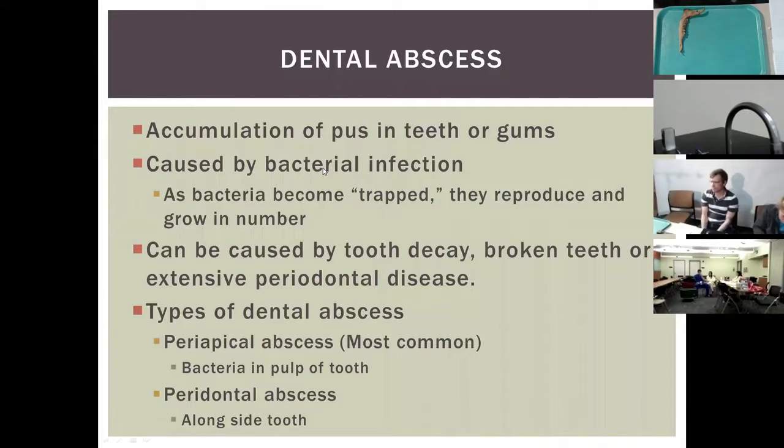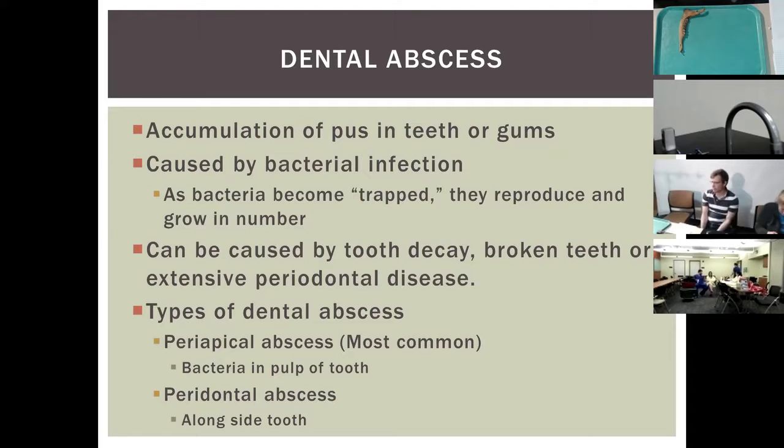Dental abscess is another problem that can occur, and this is accumulation of pus in teeth or gums, caused by a bacterial infection. What happens is bacteria come in, they infect an area, and then they become trapped. They can't move, and they start reproducing and growing in number. If you put a bunch of bacteria in an area and they start multiplying, they can't keep expanding out. It's going to put pressure on that area, and it's going to cause a lot of pain. And that's just being filled with pus.